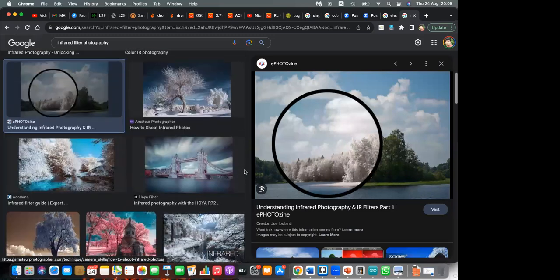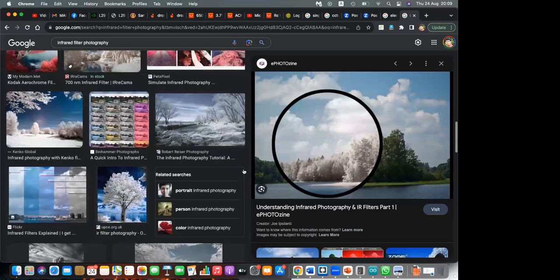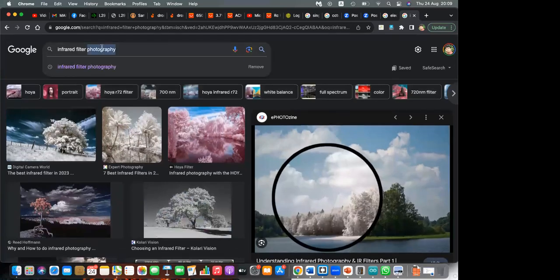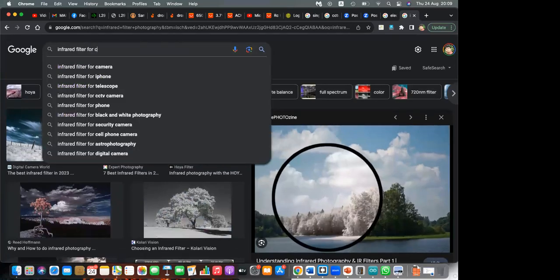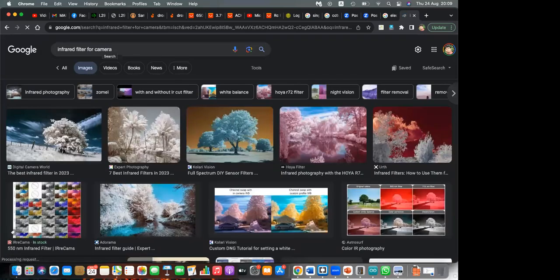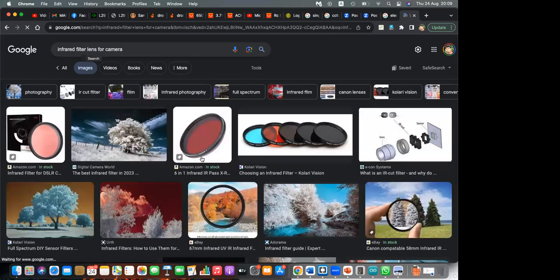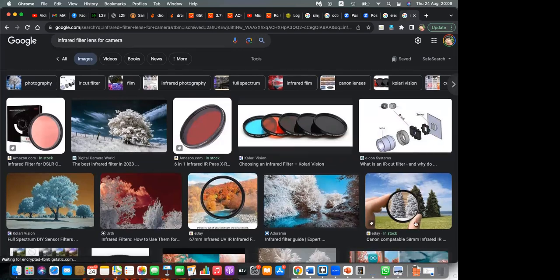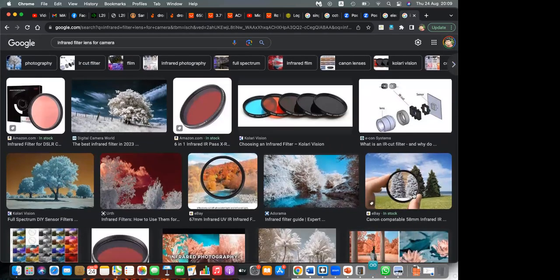If we use an infrared filter like this, we took an infrared filter lens for camera. Mobile phones can also use this. What is an infrared filter lens for camera? Here, this is the infrared lens filter. This is called an infrared lens filter.